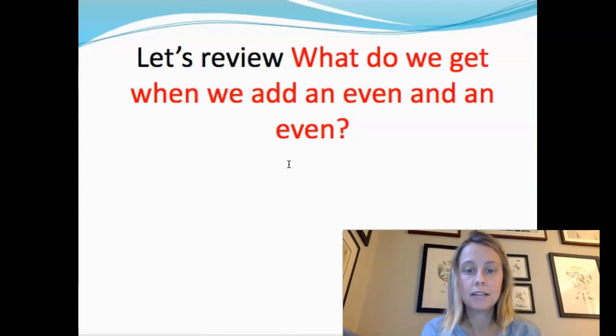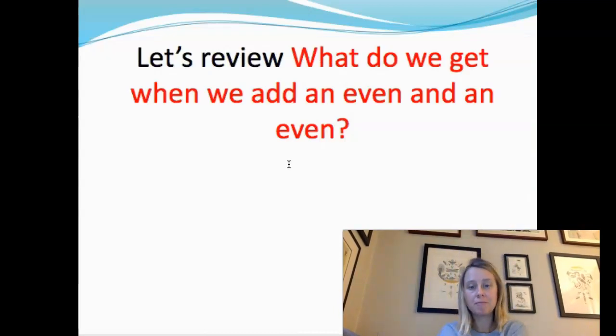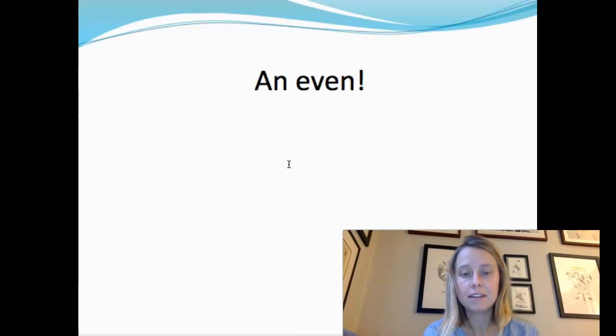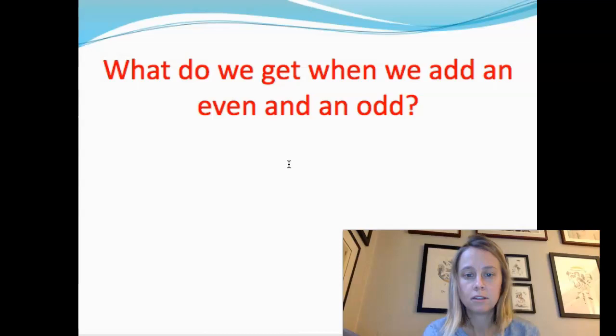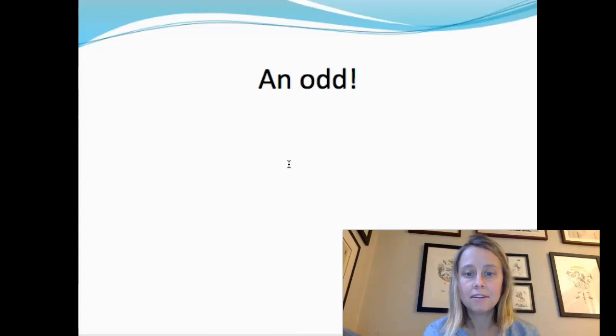Okay, let's review now. You can use your chart to help you. What do we get when we add an even and an even? An even. Even plus even equals even. What do we get when we add an even and an odd? Look at your chart to help you. Even plus odd equals odd.